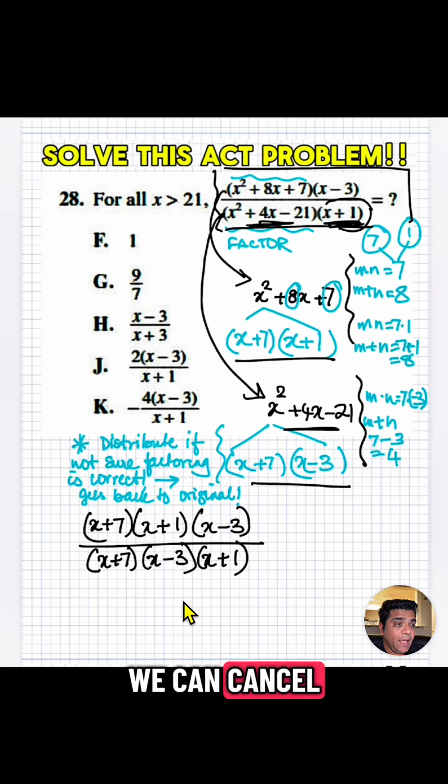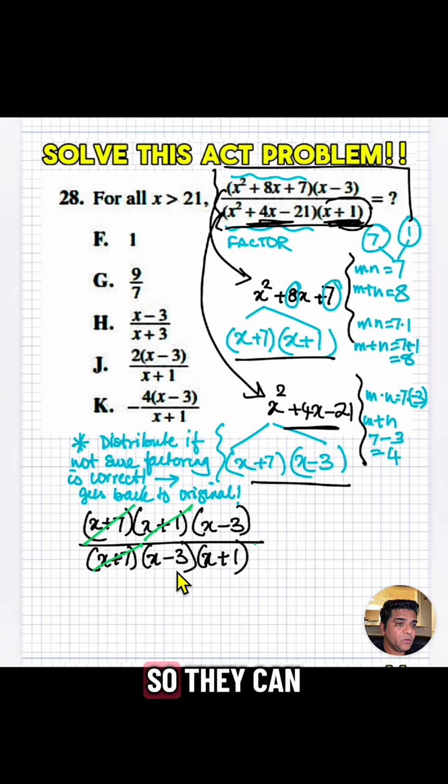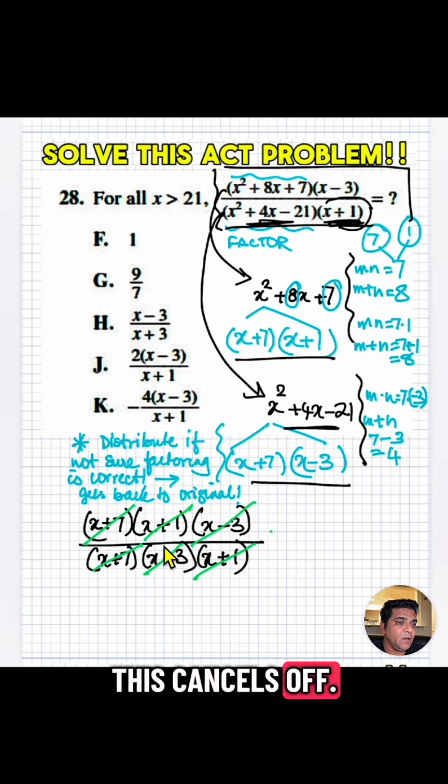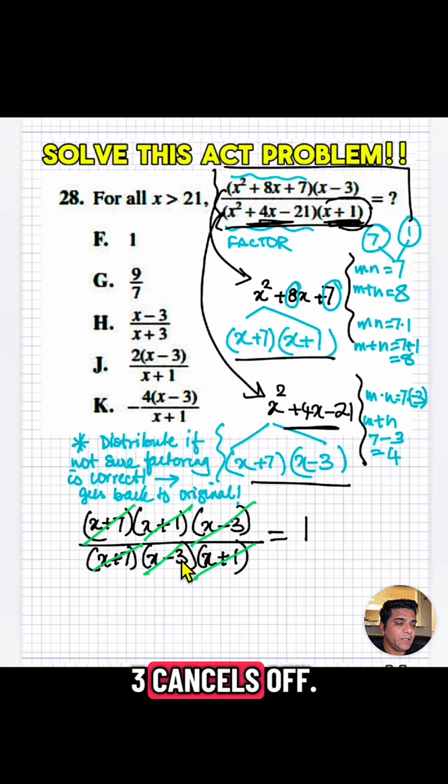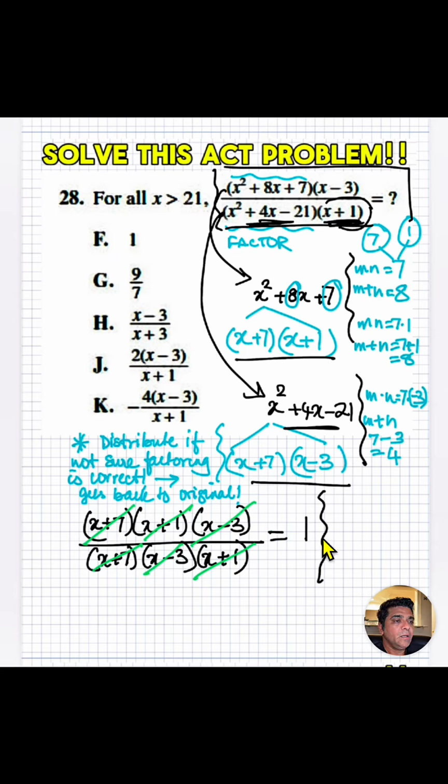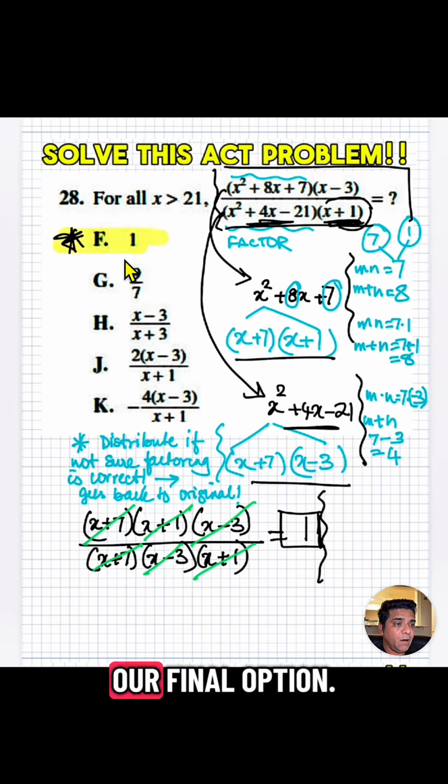Now let's see if we can cancel some of these off. These are all multiplications, so they can all be cancelled off. This cancels off. This x plus 1 cancels, x minus 3 cancels off. So the answer is going to be 1. Okay, and that's represented by choice F over here, and we will select that as our final option.